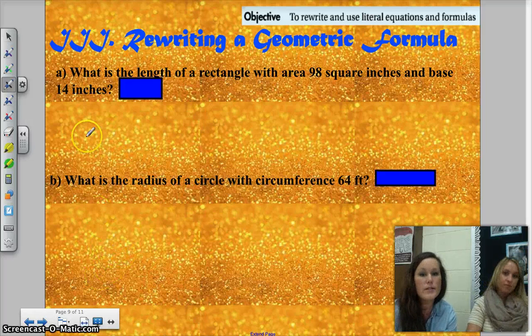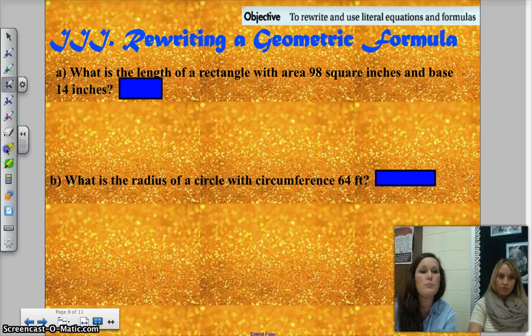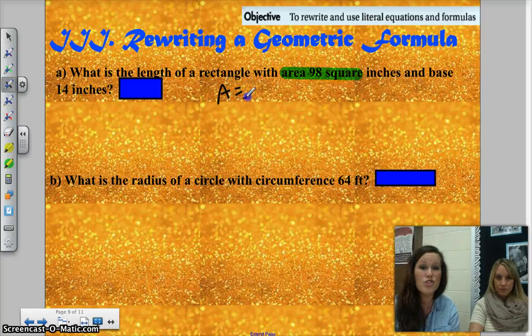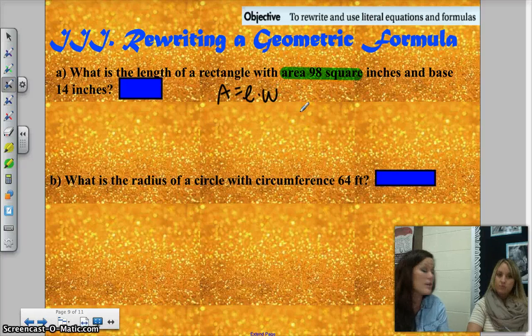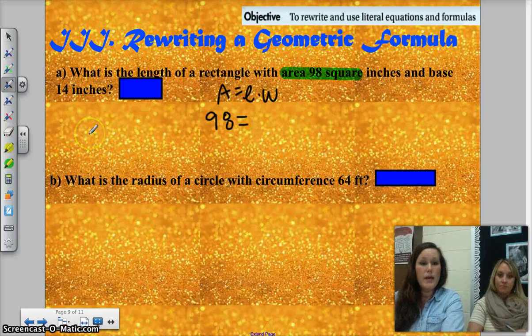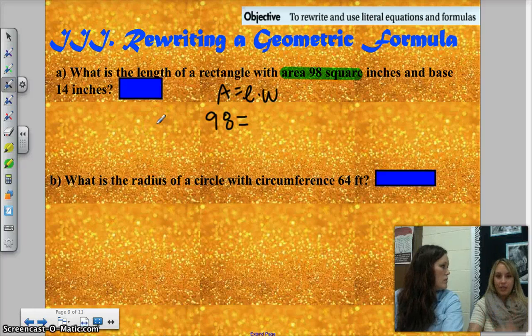So what is the length of a rectangle with area of 98 square inches and base of 14 inches? So I'm doing area. I know that area is length times width because I look at my handy dandy chart, or I remember from second grade. Okay, so I have area of 98, so I'm going to plug that in where area is. A is area. And I've got a base of 14. Length times width or base times height is the same thing.